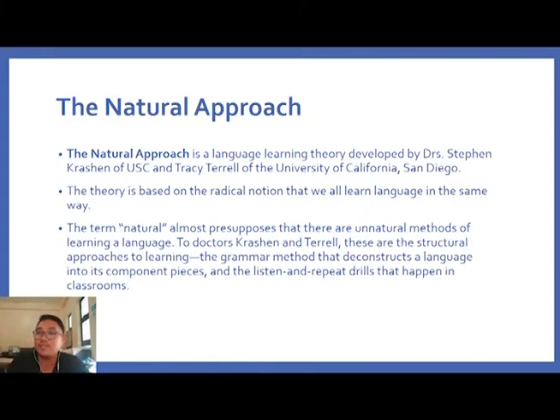is a language learning theory developed by Dr. Stephen Krashen of USC and Tracy Terrell of the University of California, San Diego. The theory is based on the radical notion that we all learn language in the same way. The term natural almost presupposes that there are unnatural methods of learning a language. To Drs. Krashen and Terrell, these are the structural approaches to learning, the grammar method that deconstructs a language into its component pieces, and the listen and repeat drills that happen in classrooms.